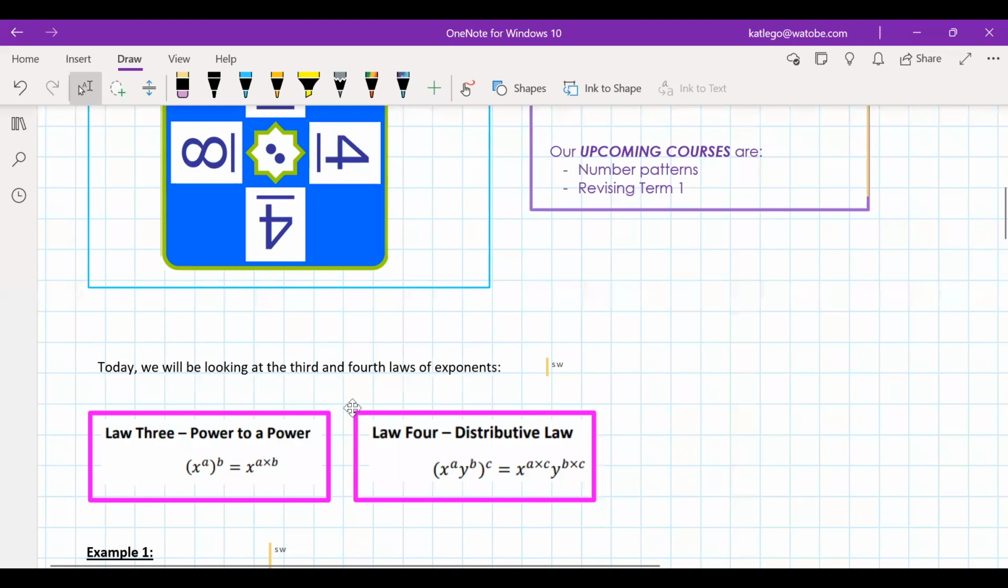Our two laws for exponents for today. So law 3, which we have titled so fittingly, power to a power. So if you have a base, in our case, we have an x.